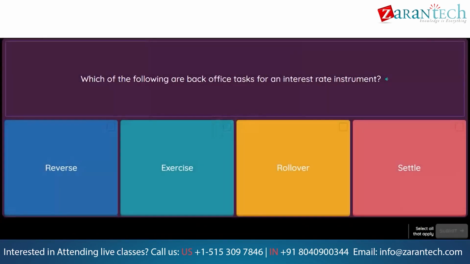Question: which of the following are back office tasks for an interest rate instrument? Option 1, reverse. Option 2, exercise. Option 3, rollover. Option 4, settle.